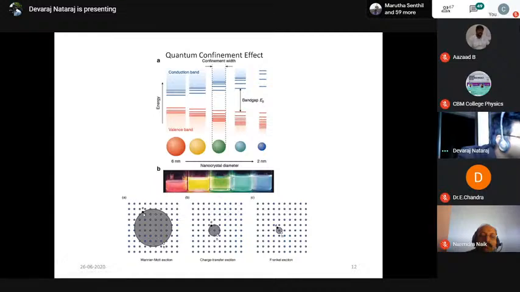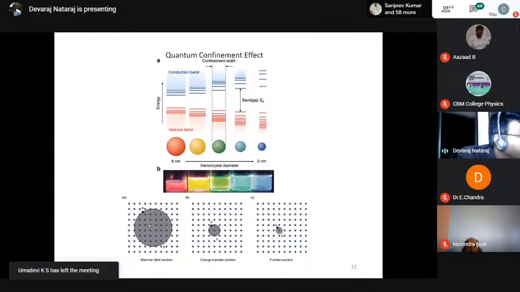You have to reduce the dimension of the material. When you reduce the dimension, you are forcefully confining the electrons and holes into the dimension of the material. Remember, it is the size of the exciton Bohr radius. If the quantum dot size is less than this exciton Bohr radius, we are forcefully confining the electrons and holes into a smaller space. Because of the closeness of the electrons and holes, they are held together by a strong force. If you decrease the size still further, the electrons and holes will be held together with a much stronger force.